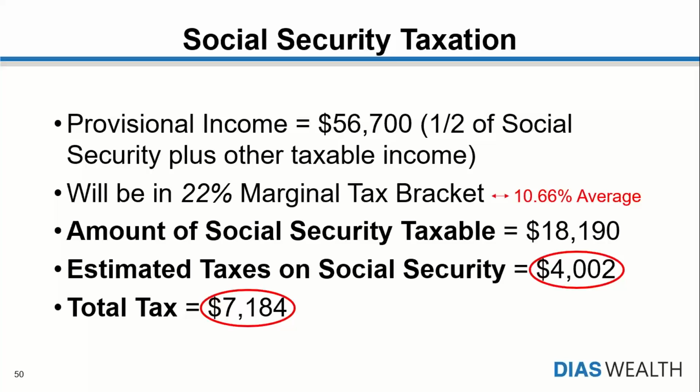They are in a 22% marginal tax bracket, or 10.66 average. The amount of Social Security that's taxable is $18,190, and then the tax due on the Social Security alone is $4,002, but the total tax is $7,184. This does not include state income tax.